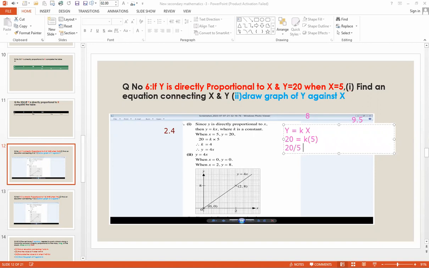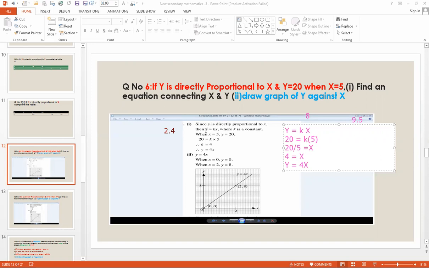And what will be your answer? 20 divided by 5. 4 is your answer. 4 is equal to k. So we have to connect. They are saying find an equation connecting x and y. So how we have to connect? We just write y is equal to 4x. This means the change in y is 4 times of x. Getting my point? Okay.